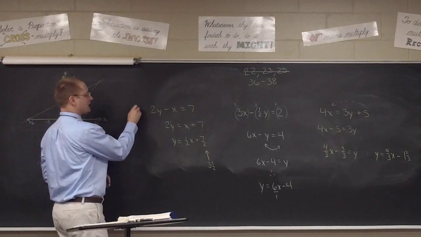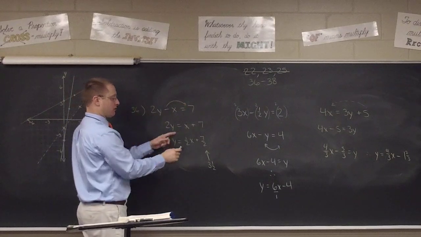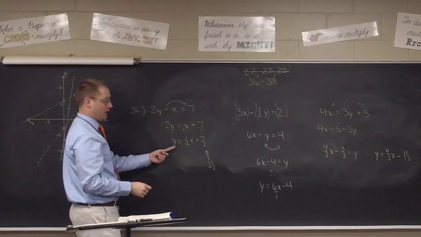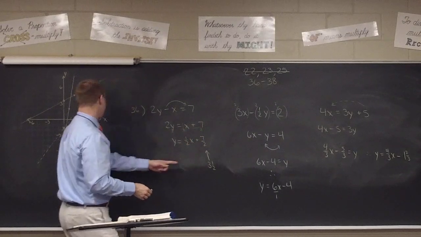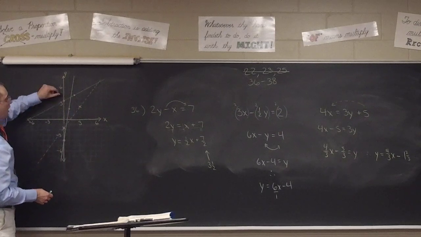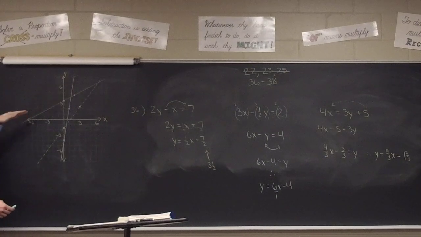On number 36, again, the x moves over as a positive. It's a 1, so when you divide everything by 2, y equals a half x plus 7 halves, or 3 and a half. So you're going to start not at 1, 2, or 3, but at 3 and a half. Up 1 puts us here at 4 and a half, and then over 2 to connect.